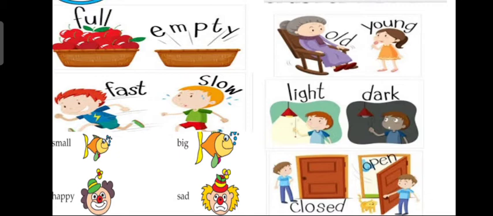Next, light and the other one is dark. So the opposite of light is dark. Next, a closed door and the other is an open door. So the opposite of closed is open. Very good. I hope you all have understood well.